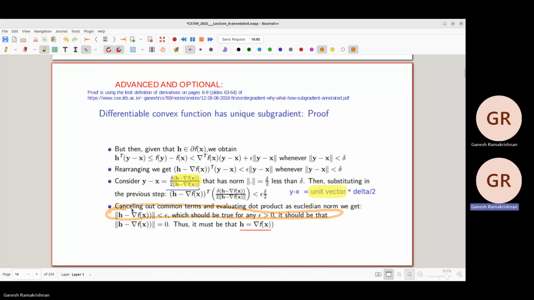So there are two tricks, right? On this slide, one trick was applying both gradient and subgradient properties together. And the second was to consider a particular value of y minus x. Is this clear?